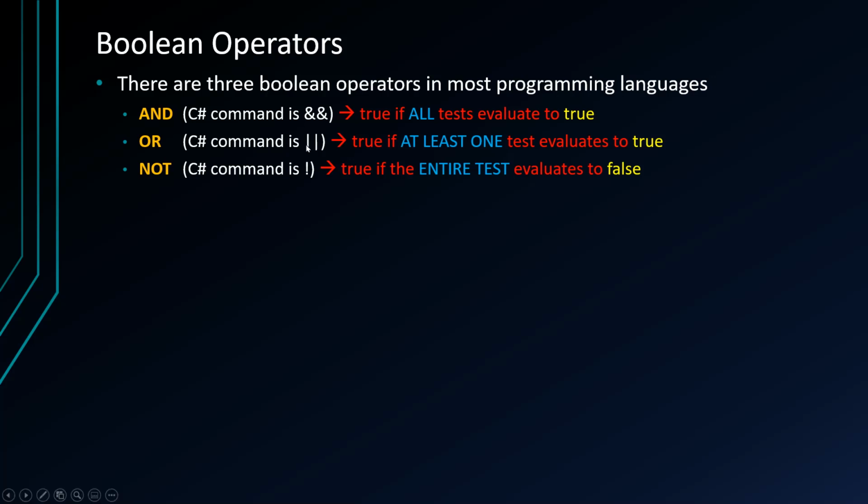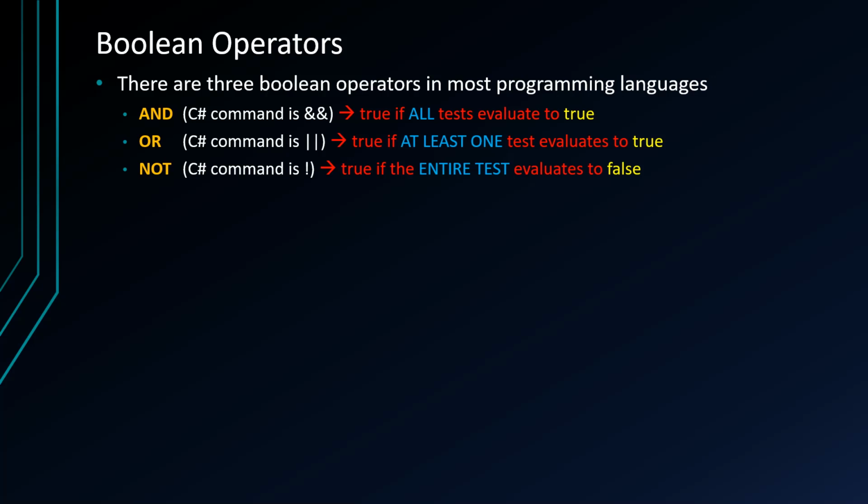Now, some of you may be saying, what are these 2 vertical lines for OR? Well, look on your keyboard. They're right above your Enter key. Usually you have to hold the Shift key to grab them. So Shift and then that double vertical bar. So AND means all need to be true. OR means at least one needs to be true. NOT means the whole thing needs to be false.